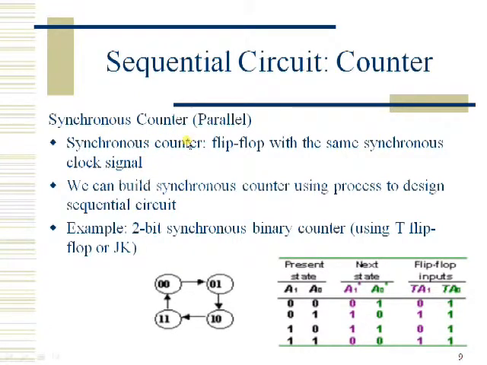Synchronous here is nothing but the same clock is applied to all the flip-flops. With flip-flops using the same synchronous clock signal, we can build a synchronous counter using the process to design a sequential circuit. Let us see how to design a synchronous counter. We'll go with an example, that is a 2-bit synchronous binary counter. We can develop it with T or else with JK.